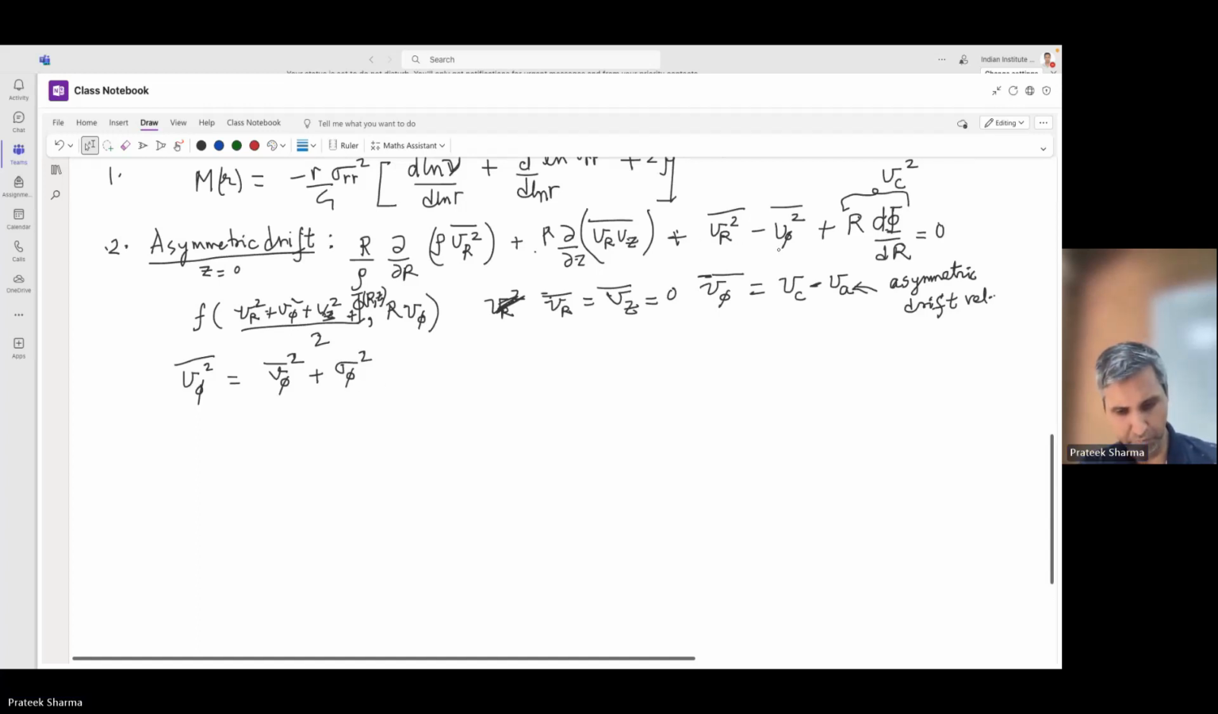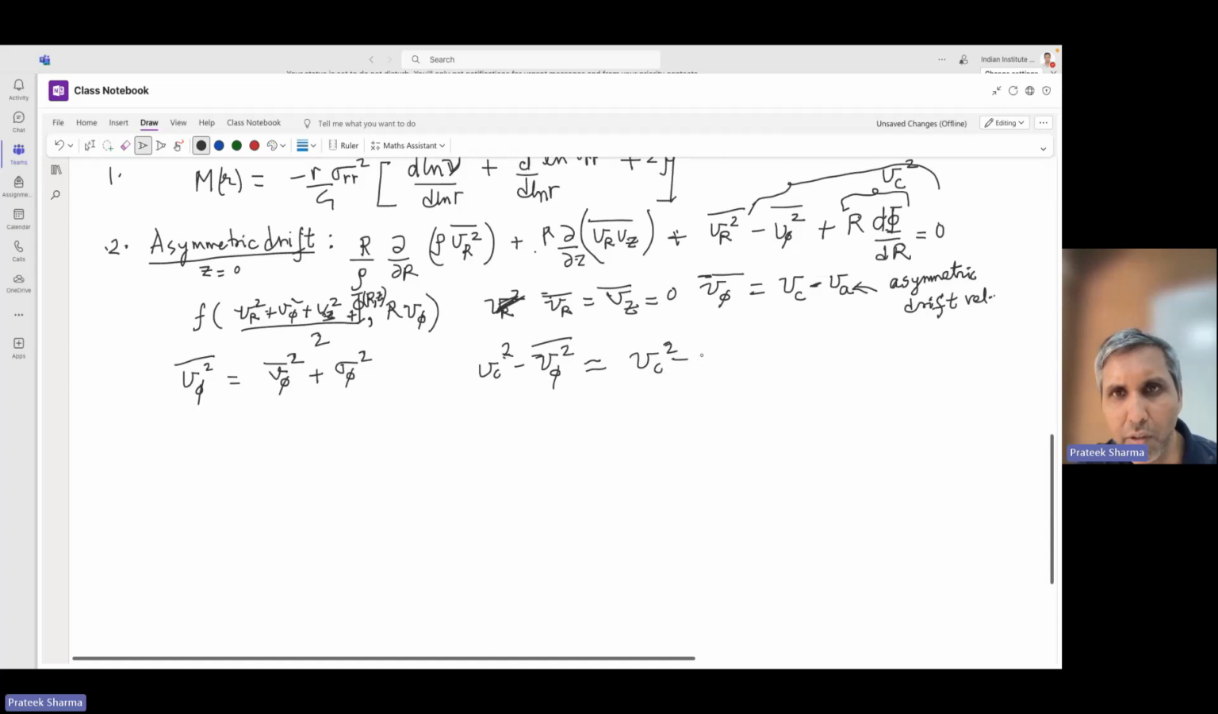So what do we have here? Right. So these two terms actually combine to give you Vc squared minus V phi squared bar. So what does that give you? Vc squared minus, sorry, this is V phi bar squared. Okay, so Vc squared minus V phi bar squared minus sigma phi squared.